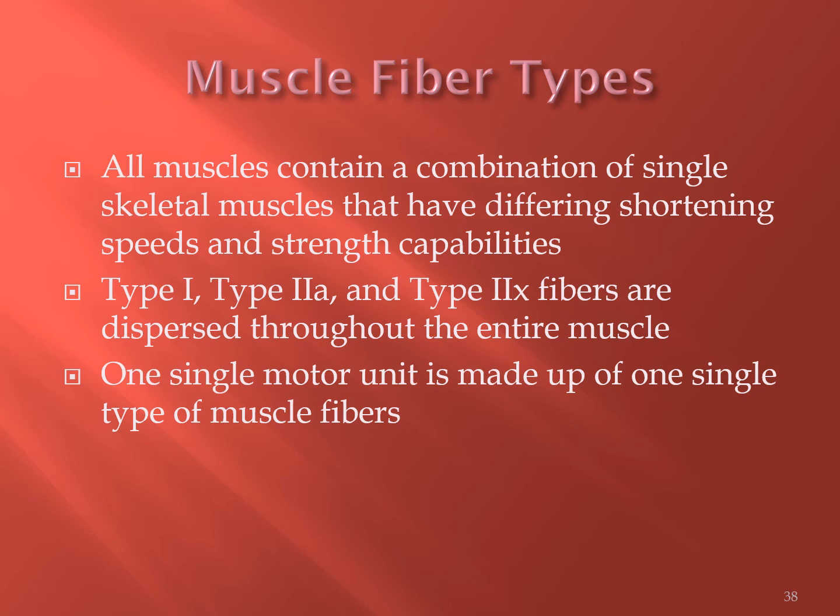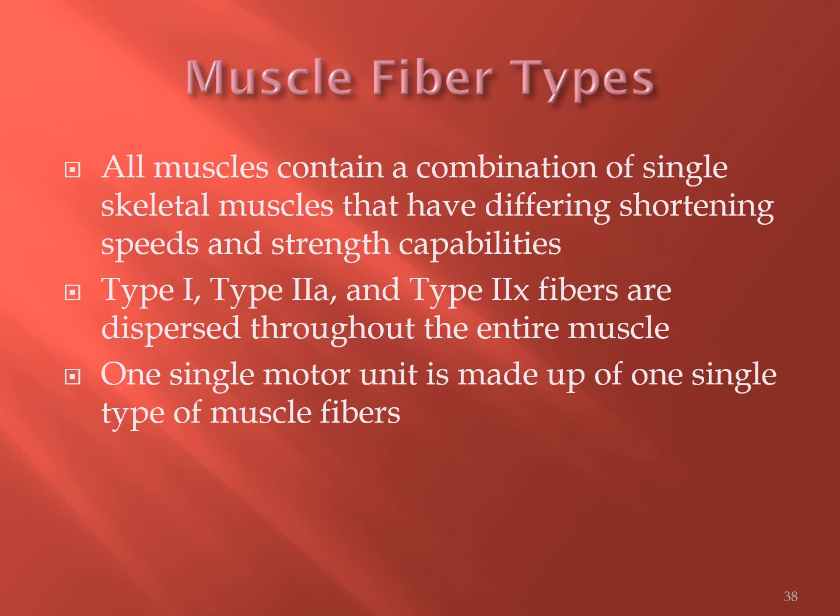Okay, so now we're going to switch gears a little bit and talk briefly about muscle fiber types. All muscles contain a combination of single skeletal muscle fibers that have differing shortening speeds and strength capacities. So all of us have type 1, type 2A, and type 2X fibers intermingled throughout the entire muscle. Okay, so we all have all three types.